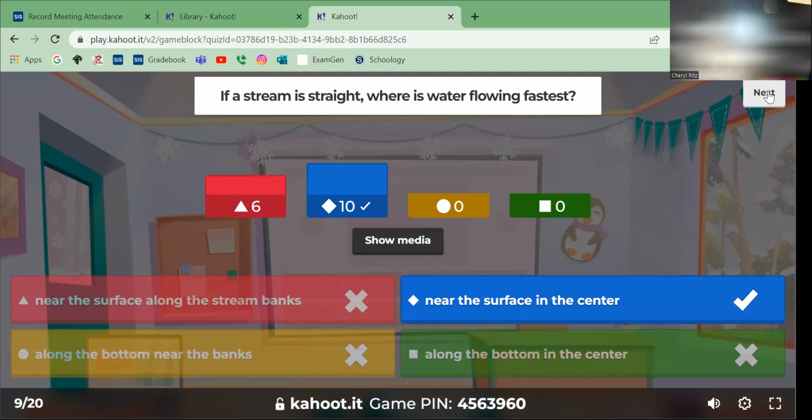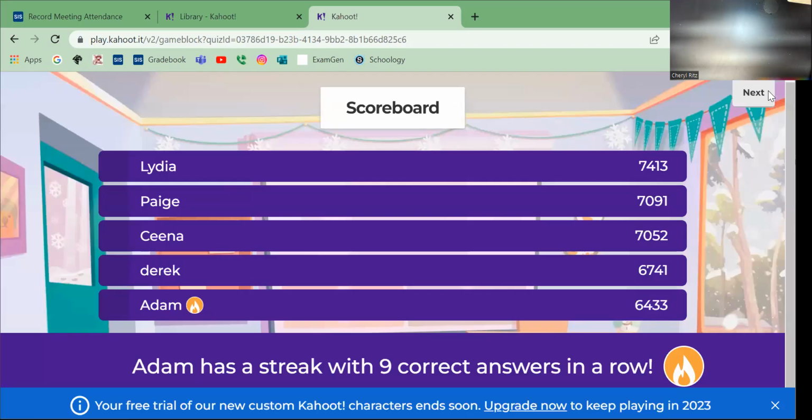Why would a river be going slower along the bottom? Because the rocks and the dirt are going to basically cause drag on the water, which means it's going to slow them down. And probably because it carries more sediment. Good point. So if it's carrying more stuff, it's got to move slower. So it is near the surface, and it says if the stream is straight. So we're not going to be near the banks if it's straight. It's going to be in the center if it's straight.